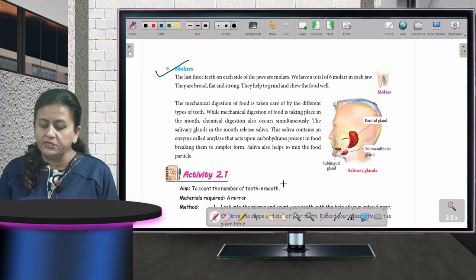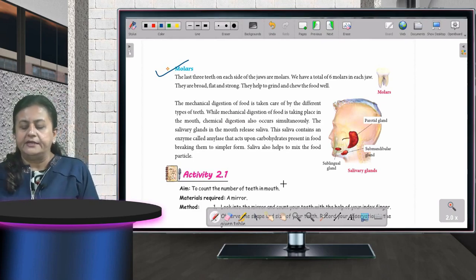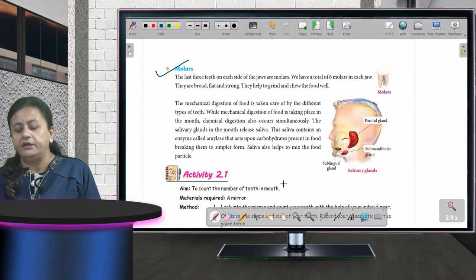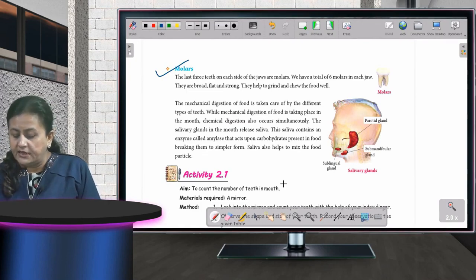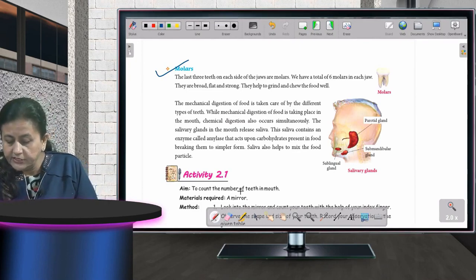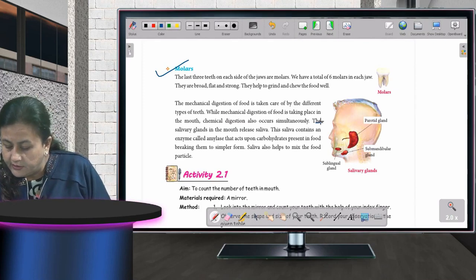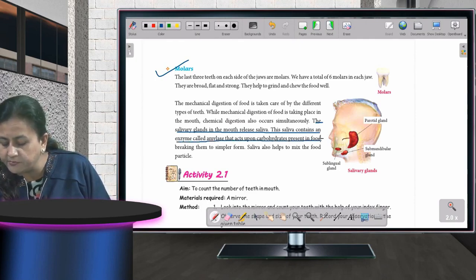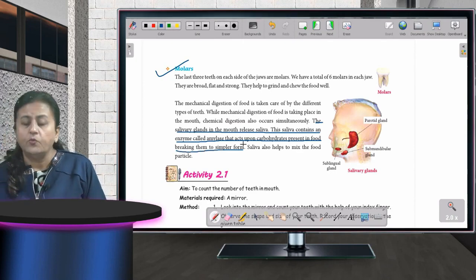Now what is happening? The salivary glands in the mouth release saliva. You can see here also, the salivary glands in the mouth release saliva. This saliva contains an enzyme called amylase that acts upon carbohydrates present in the food, breaking them into a simpler form.